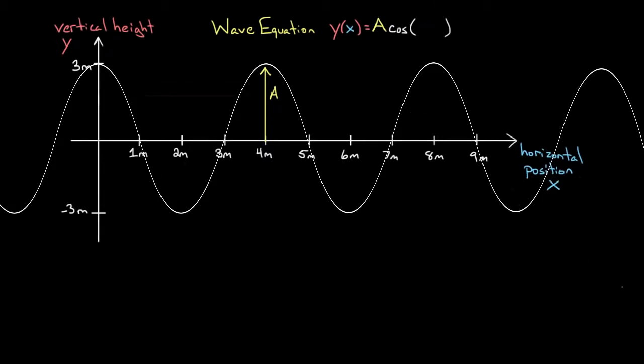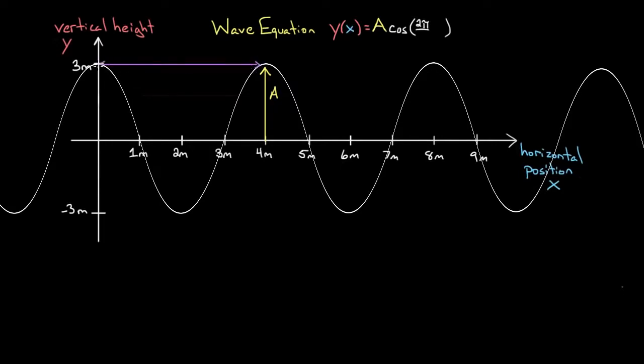I play the same game that we played for simple harmonic oscillators, and I say that this is 2 pi, and I divide by not the period this time. This is not a function of time, at least not yet. It's just a function of x. So this wouldn't be the period. This would not be the time it takes for this function to reset. It would actually be the distance that it takes for this function to reset. In other words, what we call the wavelength.